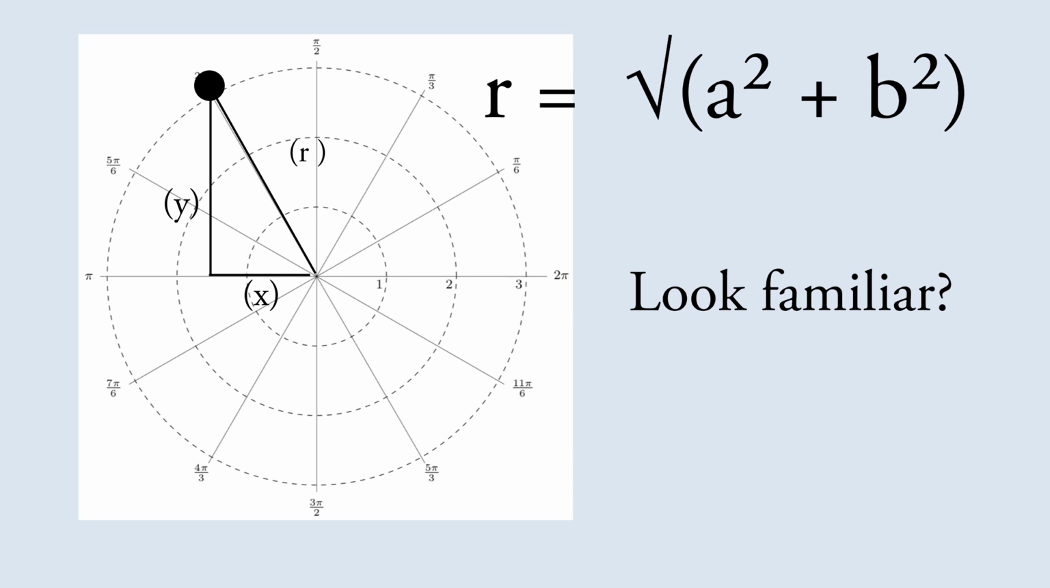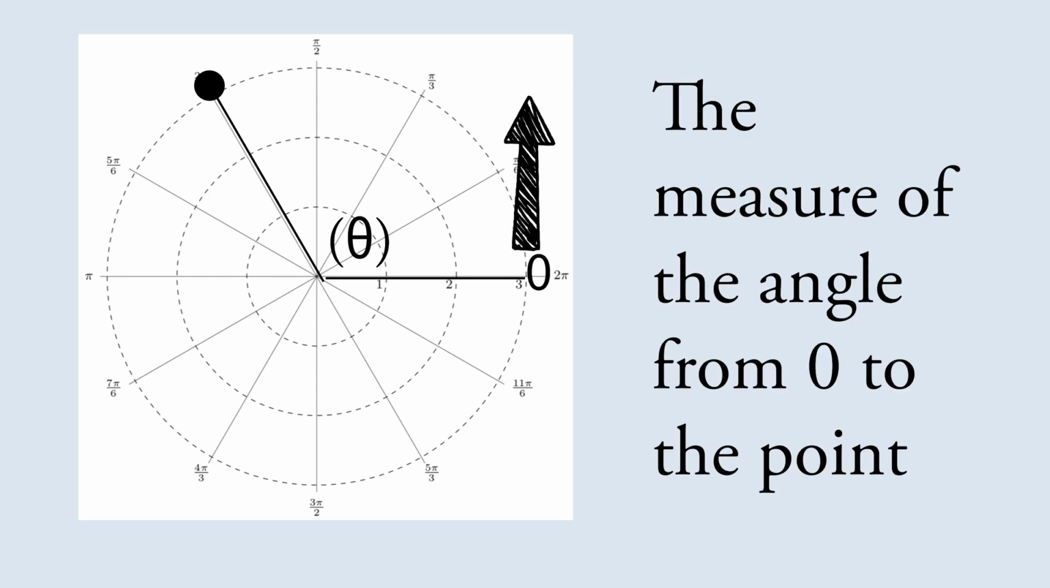Radius is the distance from the origin, a hypotenuse of xy coordinates, if you will. And theta is the distance from our zero, which is always measured in degrees or radians.